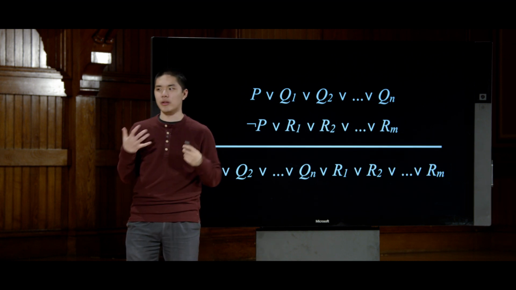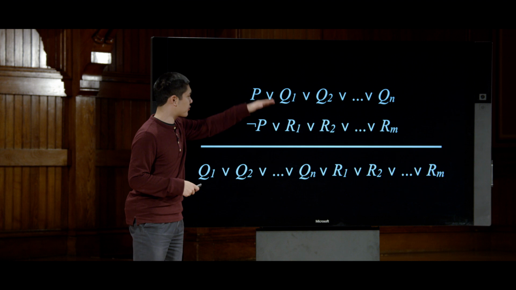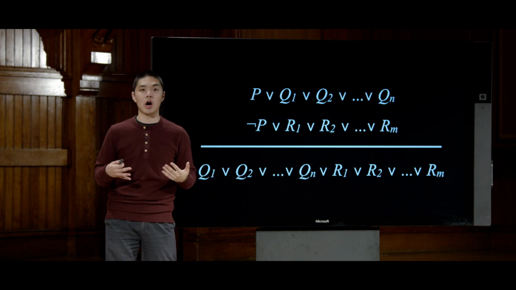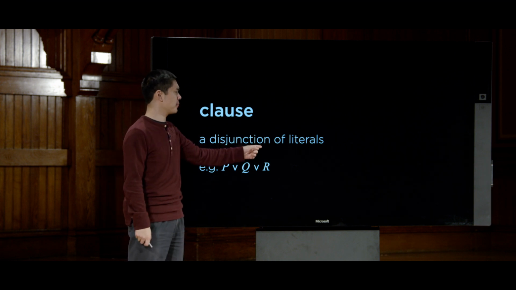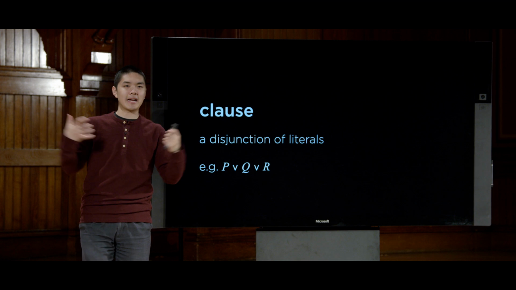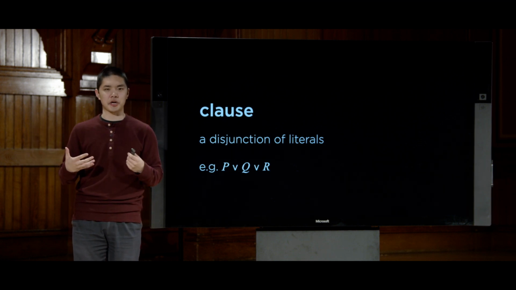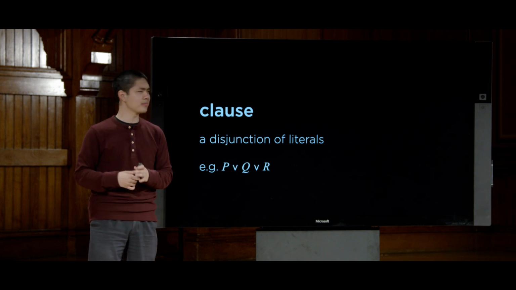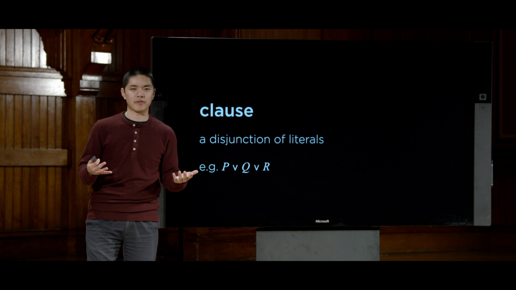And this is just a generalization of that same rule we saw before. Each of these things here are what we're going to call a clause, where a clause is formally defined as a disjunction of literals, where a disjunction means it's a bunch of things that are connected with or. Disjunction means things connected with or. Conjunction, meanwhile, is things connected with and. And a literal is either a propositional symbol or the opposite of a propositional symbol.